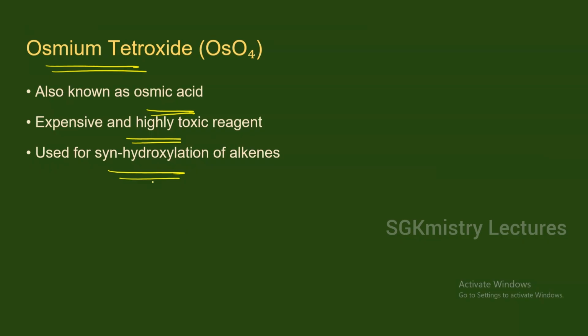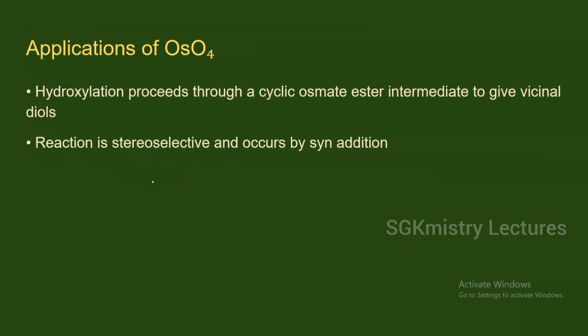Now, applications of this particular compound. First of all, hydroxylation proceeds through a cyclic osmate ester and vicinal diols are obtained. This we have already seen, the products that are formed. And again, this reaction is stereoselective and there is syn addition occurring. So let us look at the example.